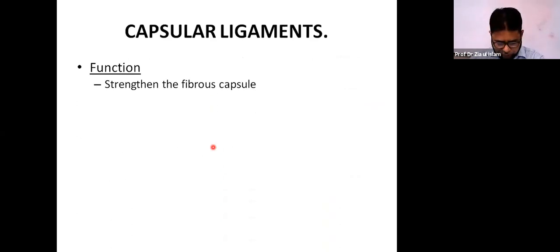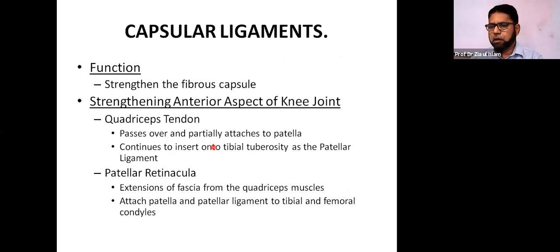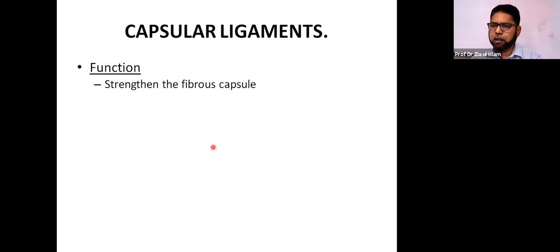Main function is strengthen the capsule, strengthen the anterior aspect of the knee joint. अच्छा, अब इनका काम है कि fibrous capsule on the whole prevent the anterior and posterior dislocation of the tibia and the femur, and they are basically the one which internally, because they are intracapsular, are tightly adherent to the bony surfaces of the tibia and femur.